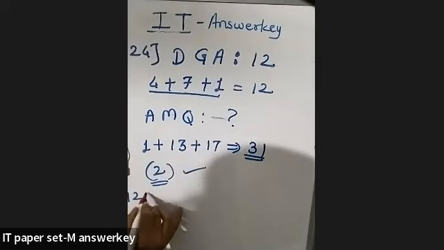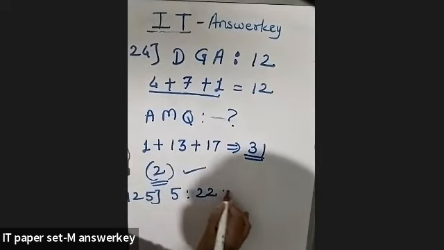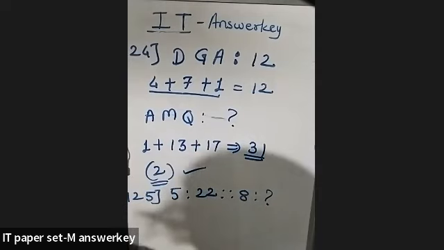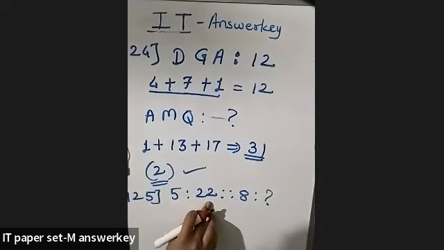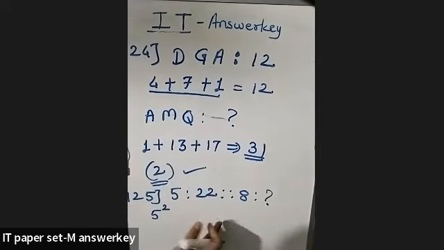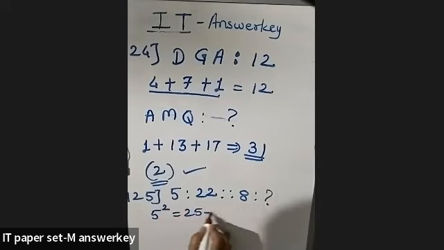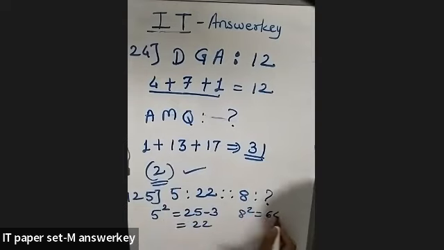Now, question number 125. Find the missing number. 5 is related to 22, similarly, 8 is related to question mark. If we observe, this number is near to the square of 5. So first we have to apply this relation. If it does not satisfy this relation, then we'll come to the next method. So, 5 square is equal to 25 minus 3 is equal to 22. Now, 8 square is equal to 64 minus 3 is equal to 61. So, there is an option, so our method is correct. So, option number 1 is correct. 61 is the right answer.